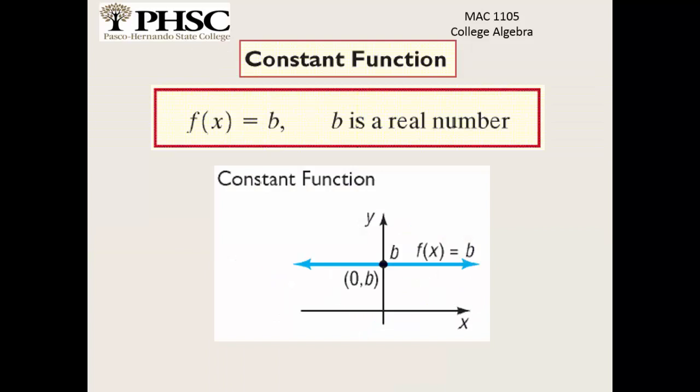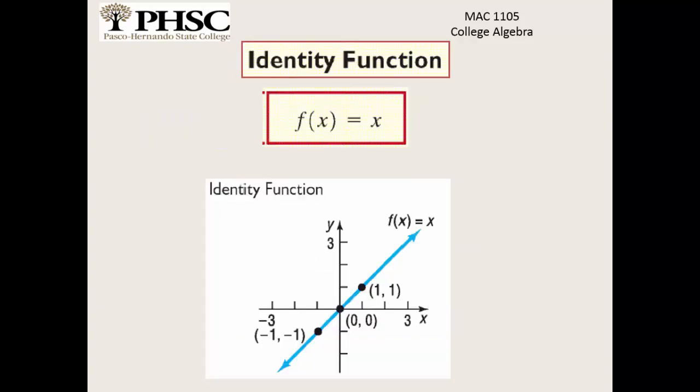The next function is the constant function, f of x equals b, where b is a real number. You also know this as y equals b, where it's just the graph of the equation. So the intercept for this particular function is just at (0, b), whatever b is. The next one is the identity function, f of x equals x, or y equals x. And here it just means that whatever the value of x is, the corresponding value of y is the same.